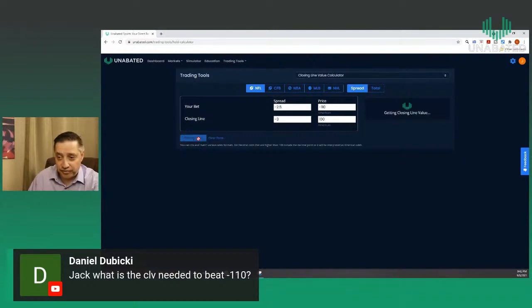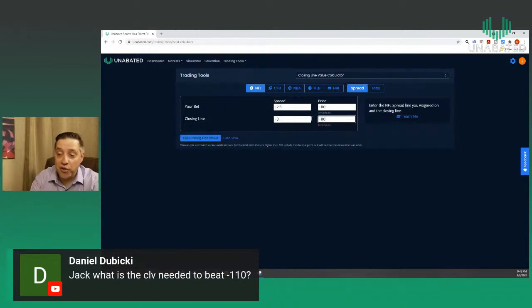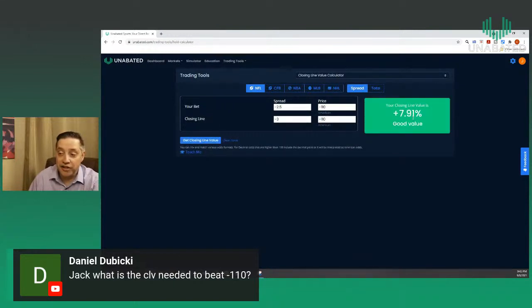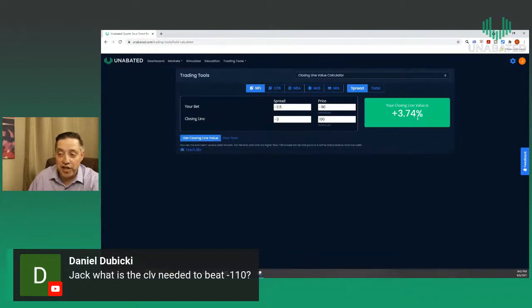Now, if you had bet -2.5, -110, then you would have a 3.74% closing line value against that closing line, but that doesn't necessarily mean that you had a completely positive EV wager, because you have to factor the VIG in there as well. If you had entered in -3, -110, this would include the VIG, and this says good value, but you have to take the VIG out, which would then be this. So you would actually have a 3.74% edge beyond the VIG at that point in using the calculator. So just to clarify, put the closing line value in as the closing VIG-free line, and that'll give you a truer sense of how your bet did, with the VIG factored in as well.